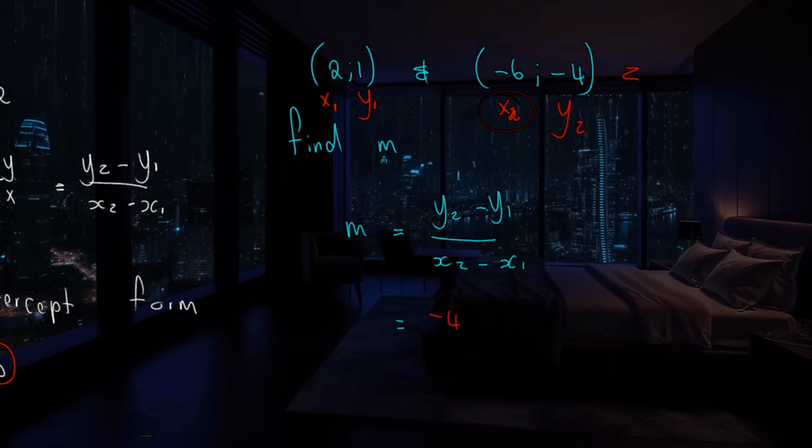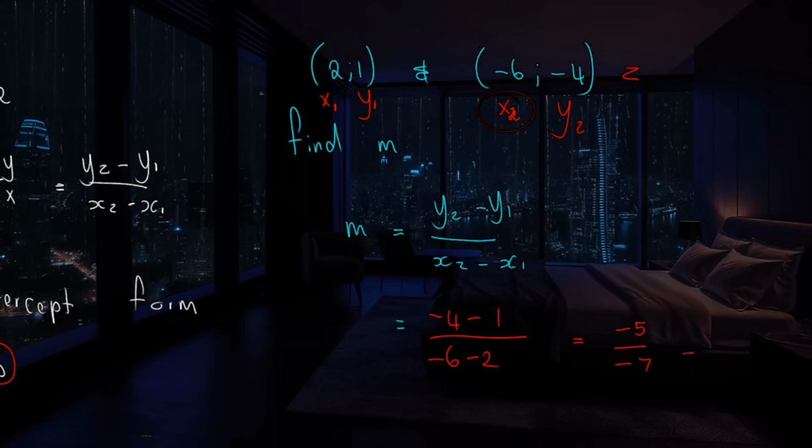And now we can just substitute the values. So let's go. Negative 4 minus negative 1 over, and for my x values, I have negative 6 minus 2. Simplify. Negative 4 minus negative 1 is negative 3... I mean, negative 5 over negative 7. And in this case, I can just cancel out my negative symbols. So we have 5 over 7. So now I have calculated my slope of 5 over 7.